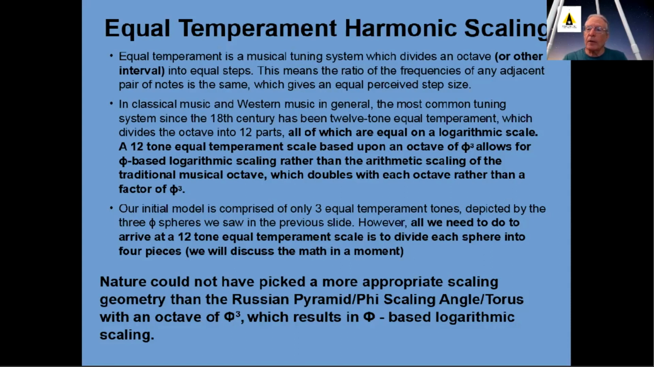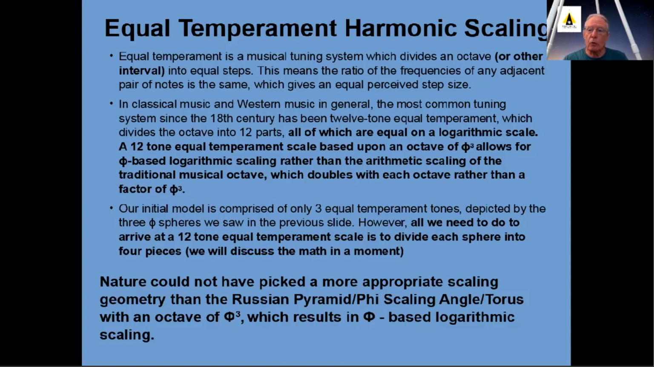Now, we've already got an initial model based on the three Phi scaling spheres that we stacked on top of each other, the fourth one if you want to include it for the octave. So all we really need to do to come up with a 12-tone equal temperament scale is to conceptually divide each of those three spheres, or the entire process, by 12. And we're going to end up with a 12-tone equal temperament scale.